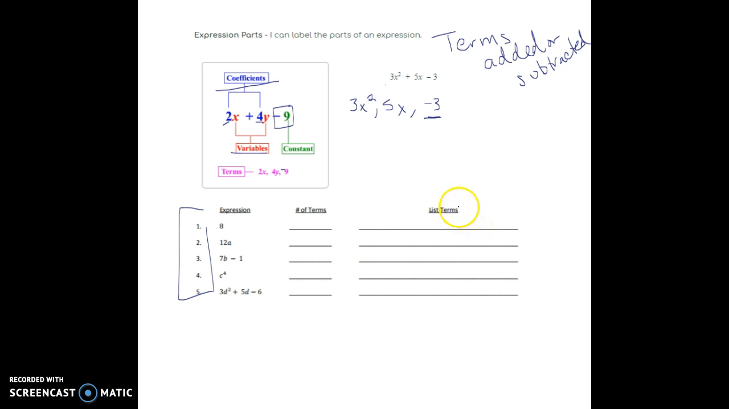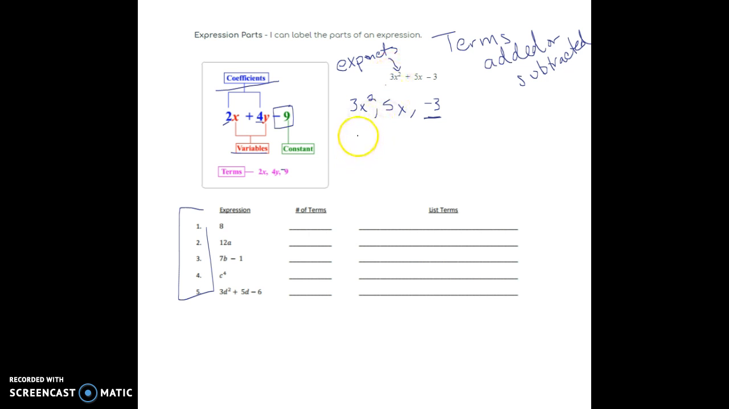For the second part, you need to be able to label the coefficients, the variables, the exponents, and the constants. So coefficients we talked about, variables we talked about, constants we talked about, and exponents, right? The little number raised to the power, that means x times x right there. So we write it as 3x squared because we don't want to write x a bunch of times. So we write a number for it.